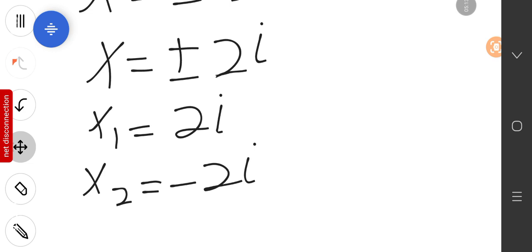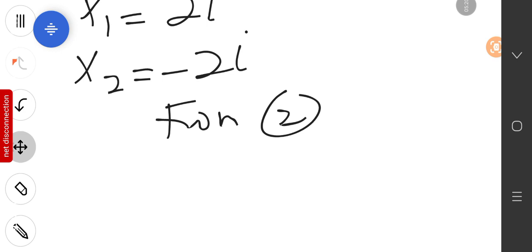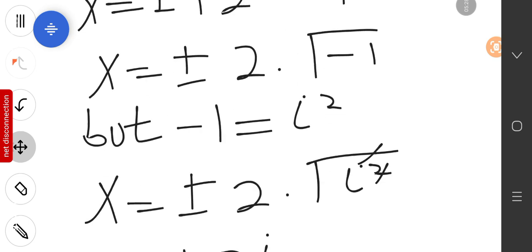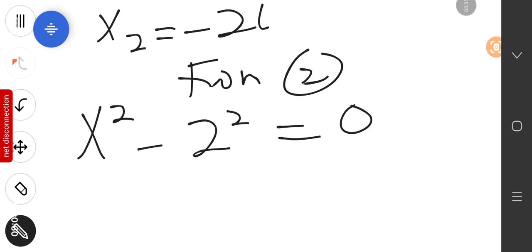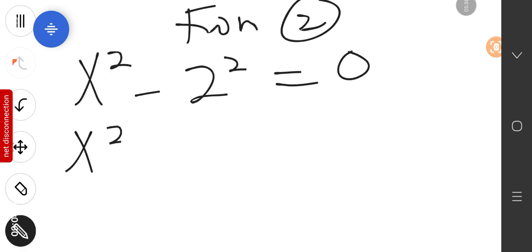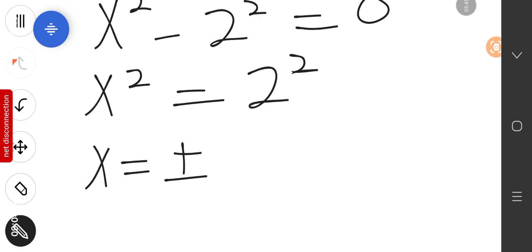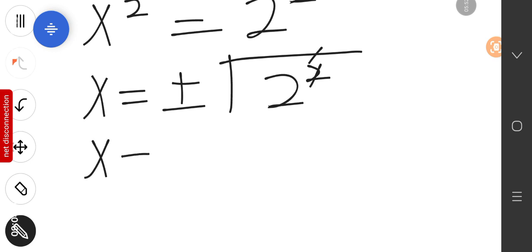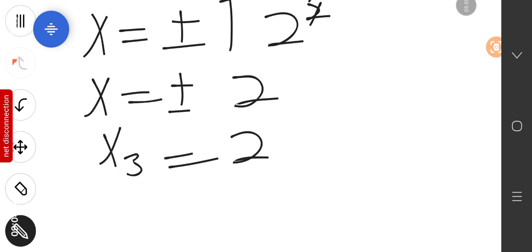Let's solve for the other two solutions using equation 2. From equation 2, x^2 - 2^2 = 0, so x^2 equals 2^2. So x equals plus or minus the square root of 2^2. The square root cancels the square, so we have x equals plus or minus 2. So x3 equals 2, and x4 equals minus 2.